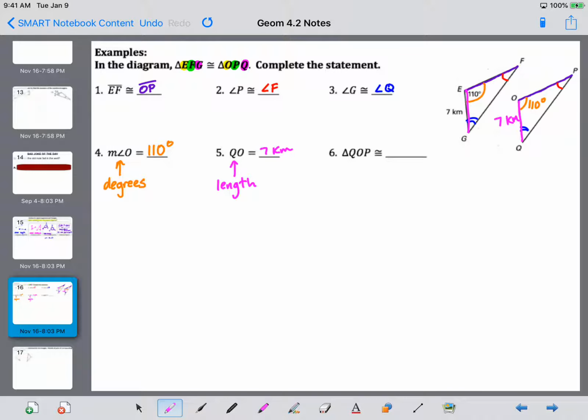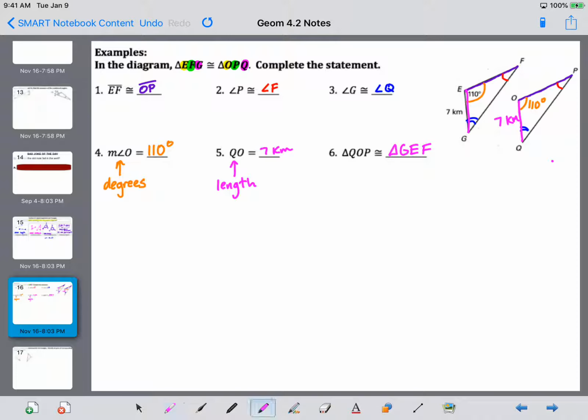All right, and lastly, we're going to write a new congruent statement. Q goes with G, so we're going to say this is triangle G. O goes with E, and then P goes with F. Whoops, P goes with F.